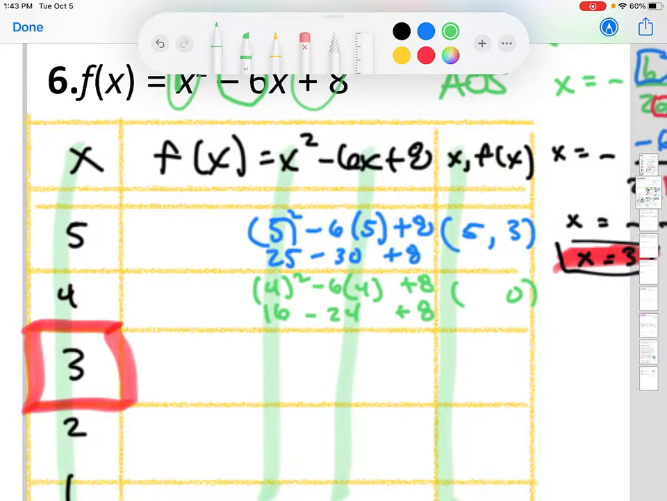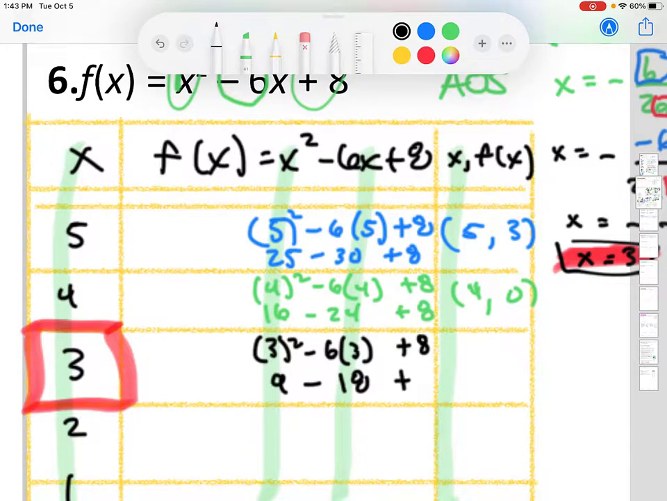And 4 was the input. 3 squared minus 6 times 3 plus 8. 9 minus 18 plus 8. I get negative 9 plus 8, which is negative 1.